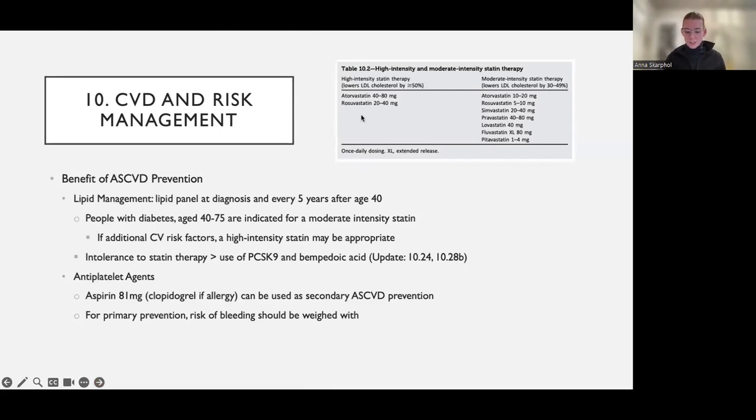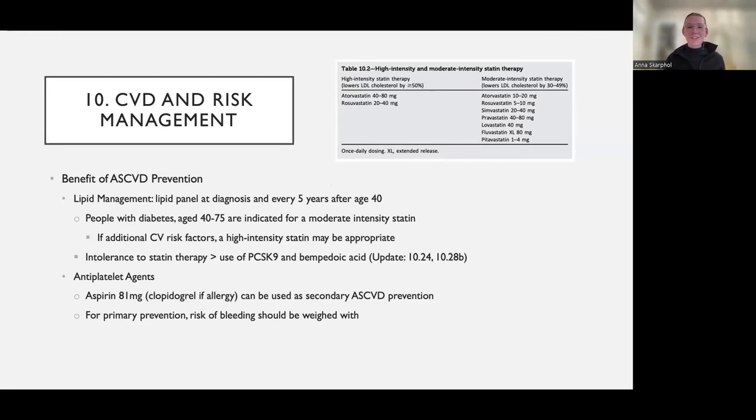Another important aspect of cardiovascular disease risk management is the use of statins. And so we talk about our high intensity statins and our moderate intensity statins, and they have a nice table with those in the guidelines. Patients should get a lipid panel every 5 years after age 40. And anyone with diabetes, actually, who's age 40 to 75, qualifies for a moderate intensity statin.